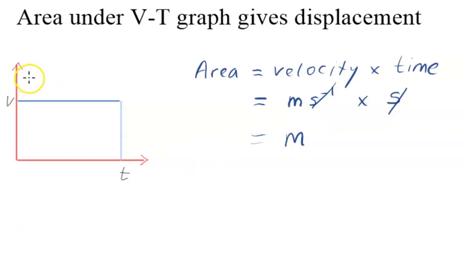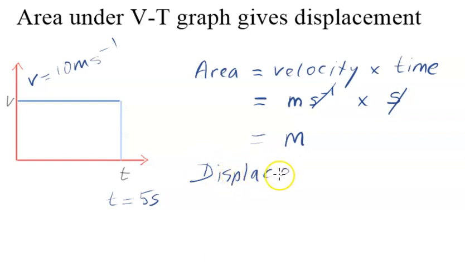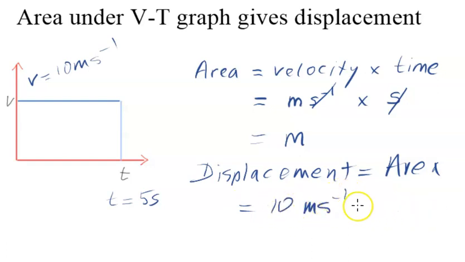So let's just assume that velocity is perhaps 10 meters per second and it's traveling for a time of 5 seconds. What's the displacement? So we'll calculate displacement and know that displacement equals the area under the curve. So 10 meters per second times 5 seconds. Cancel out our units for seconds. 10 times 5 is 50.